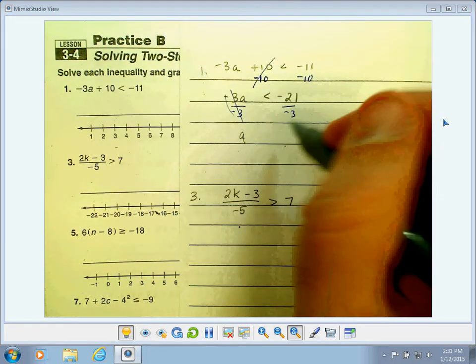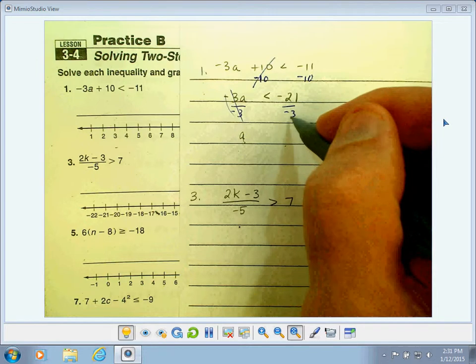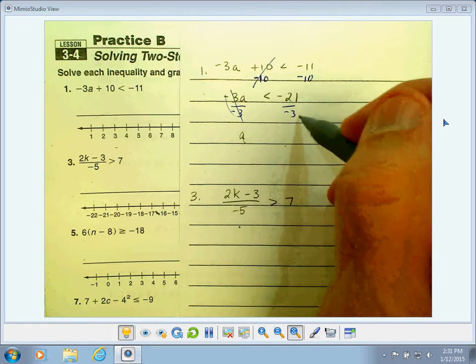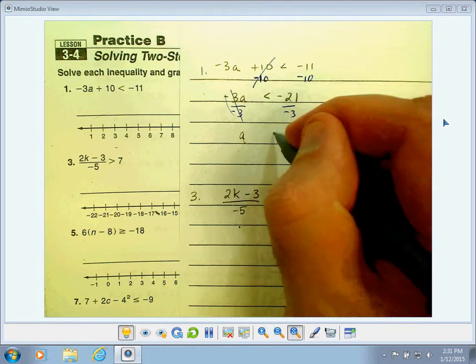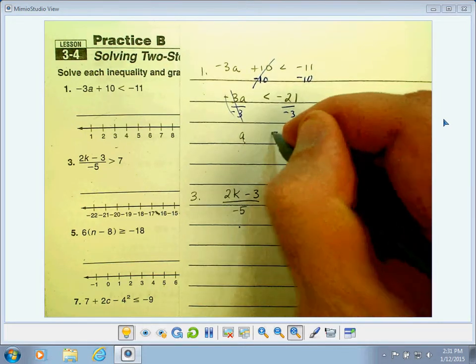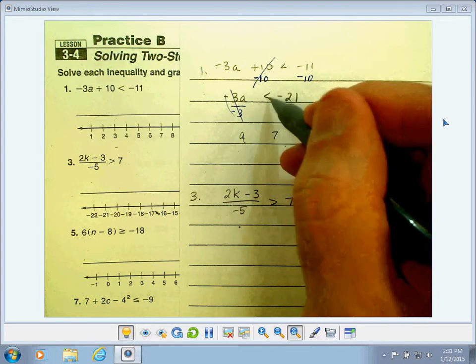And over here, negative 21 divided by negative 3. Well, if I do 21 divided by 3, that's 7. But negative and negative cancel each other out, so really it's just a positive 7 over here. The reason why I left this space here is because this is that inequality rule.